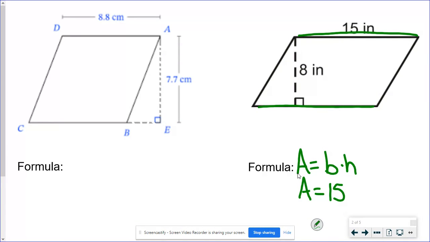So 15 is the base. The height is this 8. And again, this right angle right here is what tells me for sure that it's the height. So I would have 15 times 8.